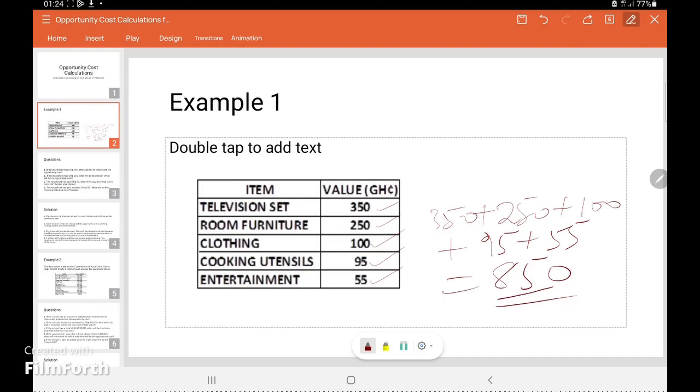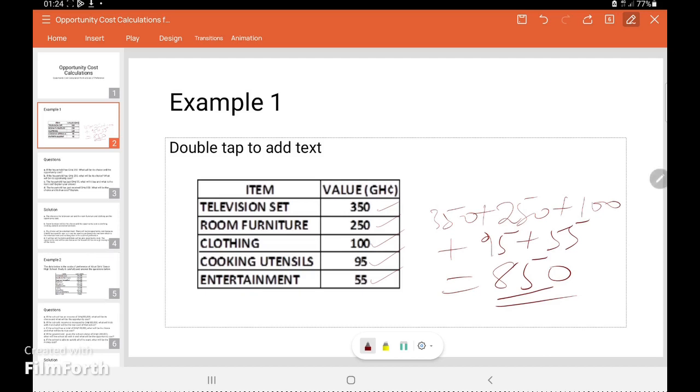The household can buy every item on the scale of preference, and therefore there's no need to make a choice, and so it will not forgo any other item. Therefore, opportunity cost will be zero. This emphasizes the point I made earlier, that if you have resource in abundance, you'll be able to buy everything, and therefore opportunity cost will be zero. Take note of this. Right, so we'll move on to the next example.